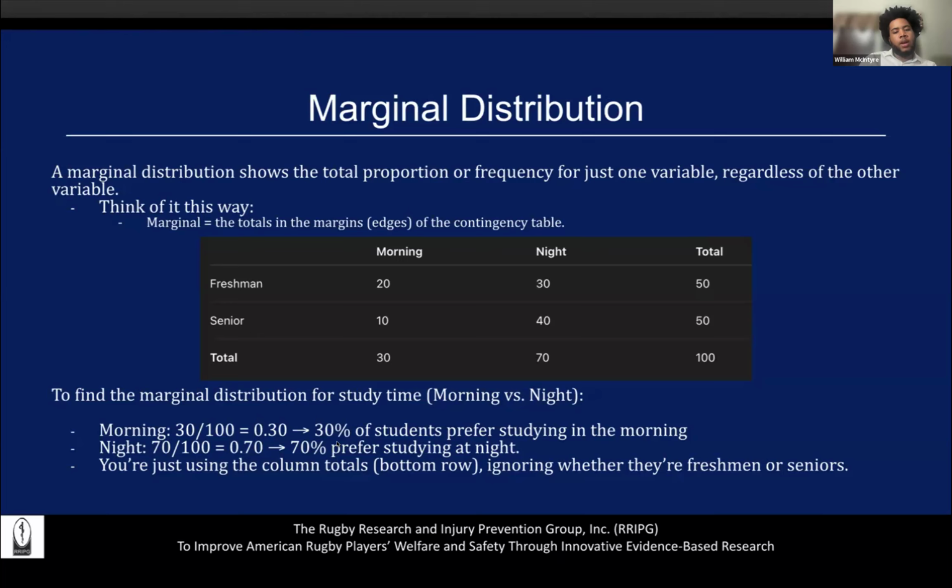They do the same thing for night. You see it's 30 freshmen here that prefer to study at night and 40 seniors that prefer to study at night. You add those and divide by 100, so 70 divided by 100 is 70%. So 70% of people prefer studying at night. You're just using the column totals, which is the bottom row, and ignoring whether they're freshmen or seniors. So you're just using those values to see what each data value represents.